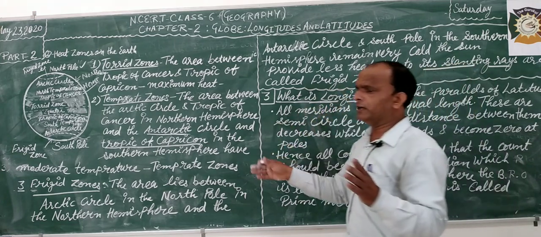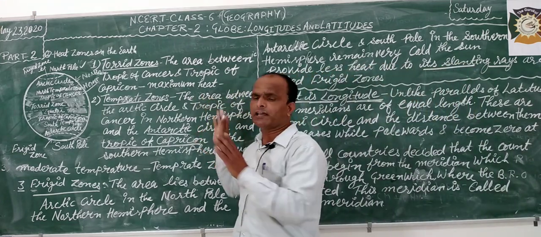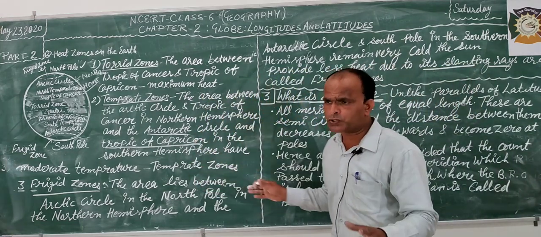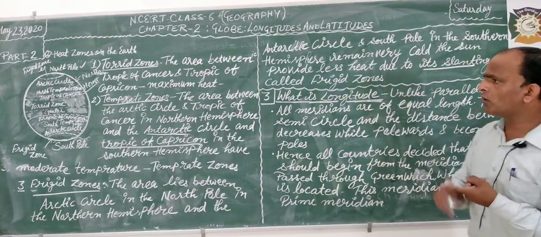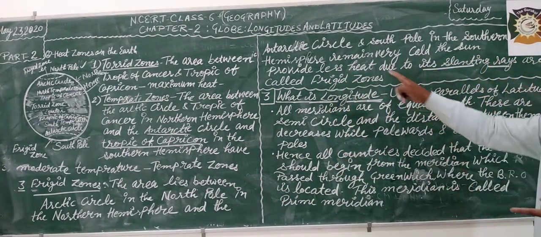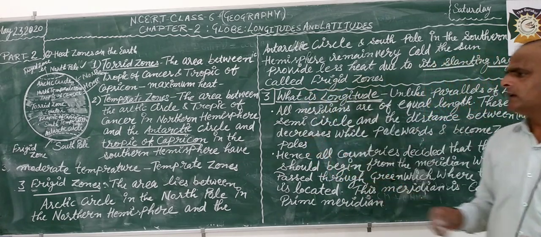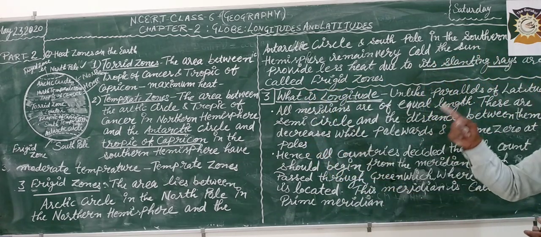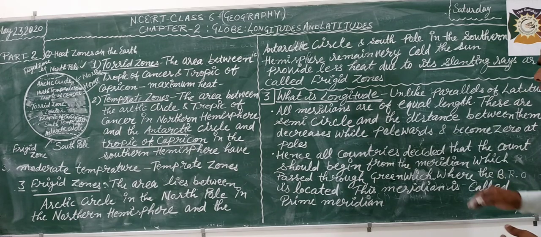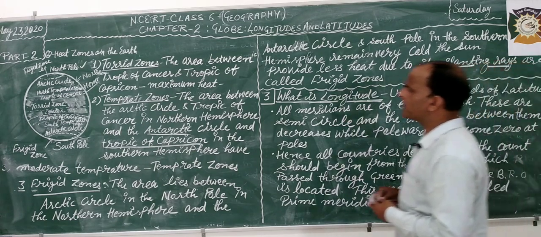So, heat zones on the earth. There are three heat zones on the earth. That is the torrid zone, which has been discussed with you. Next, the temperate zone. Third is the freeze zone. So now we come to our third point.